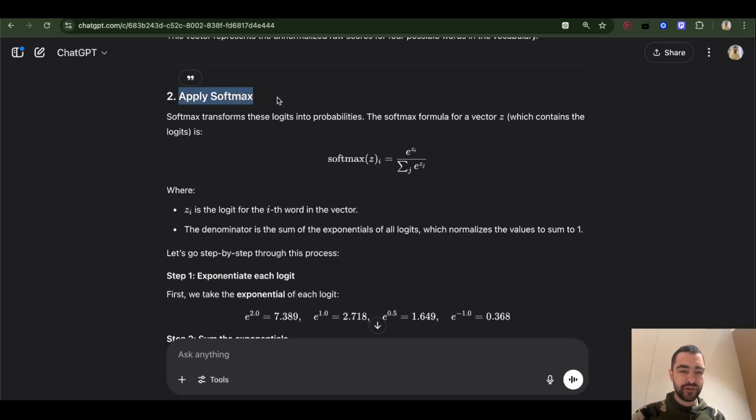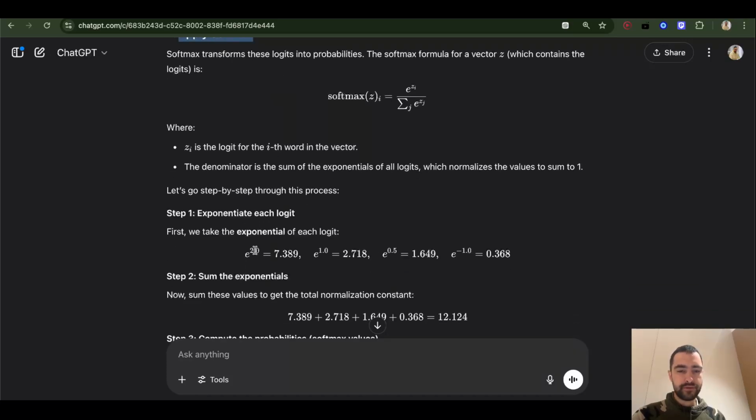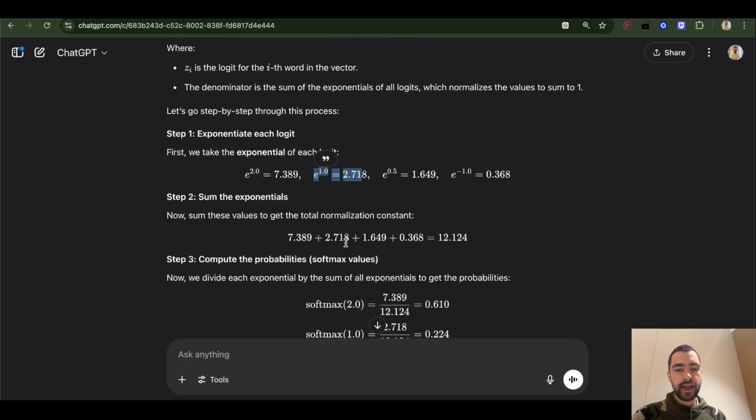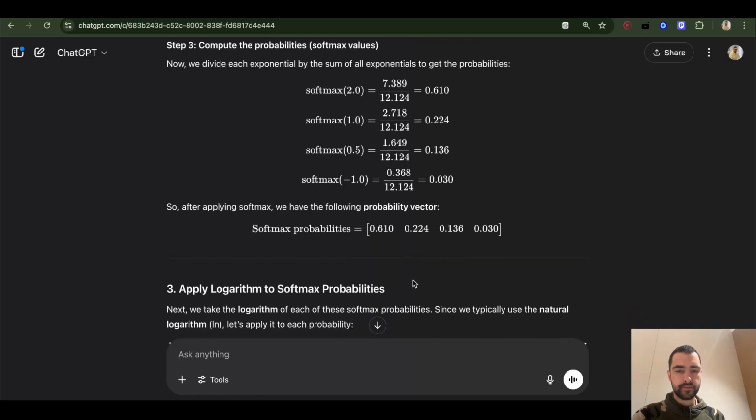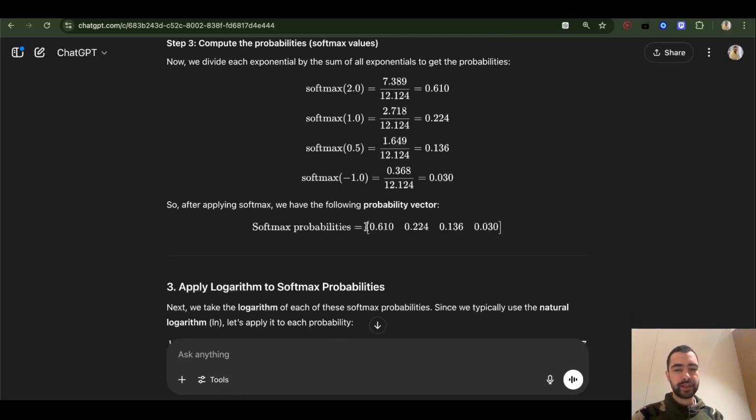So then we apply softmax. This is the formula: e to the first logit, e to the second logit, and then we add up all of these. Then we divide the first one by the whole sum, and that's going to be the first probability. Then the second one divided by the whole sum is the second probability, third one, etc. So this is the probability distribution.